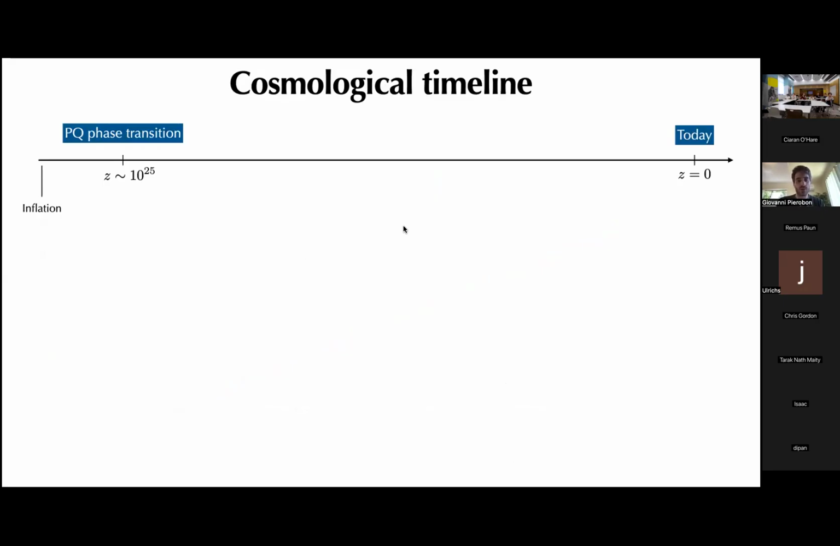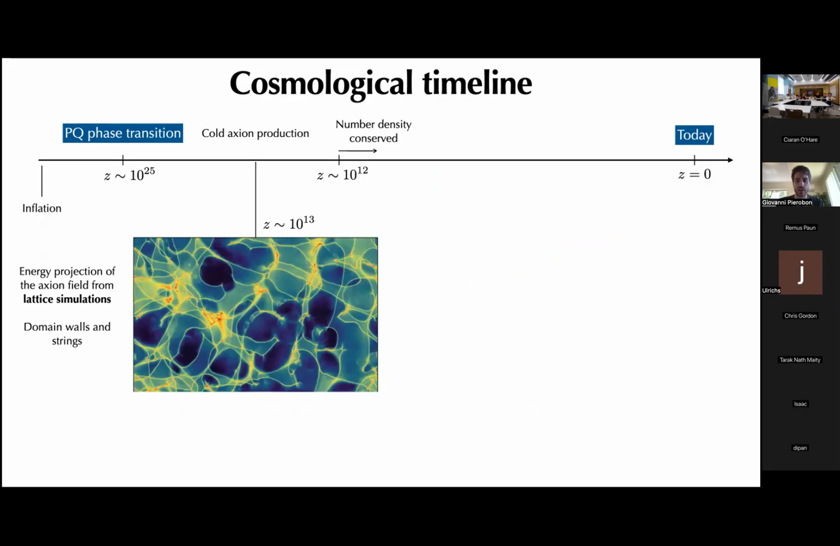Okay, so what are the simulations? I like to put them into a cosmological timeline, as you do in cosmology, and I like to think in terms of redshift, which is the inverse of the scale factor, but really whatever is more intuitive. So you have a phase transition with spontaneous symmetry breaking at a very large redshift, but only at a redshift around 10 to the 13, because of the interaction, does the axion start to behave as dark matter, and you have these domain walls and string networks collapsing, as I will show in a second.